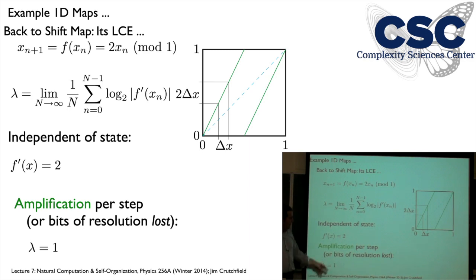If you like units, since I used log 2, anticipating our information theory, the units would be sort of loss of bits of resolution per step. So bits per step.